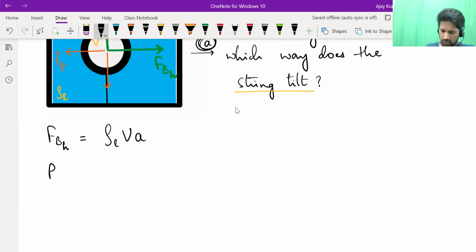Now tell me the expression for pseudo force. Basic expression: mass of the object multiplied with acceleration of the frame. Rho naught into V is the mass of the object, the balloon. Acceleration of the frame is A. Now think carefully and tell me out of these two, see it's a balloon. It has a tendency to rise up or float in the liquid. Tell me which term will dominate.